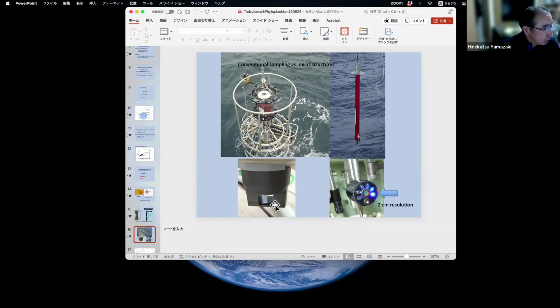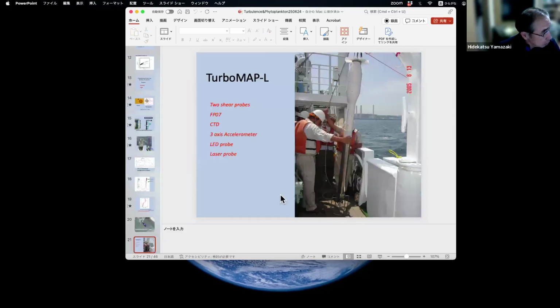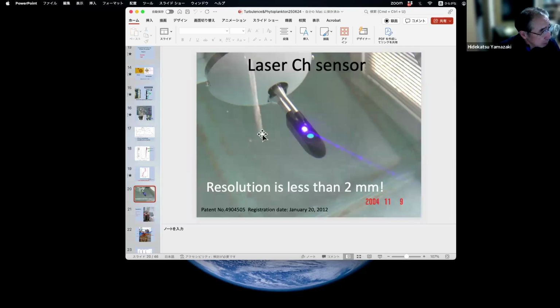So we found this blue laser. A Japanese researcher developed a blue laser diode at that time. So that was millimeter scale, and we could successfully resolve millimeter scale.